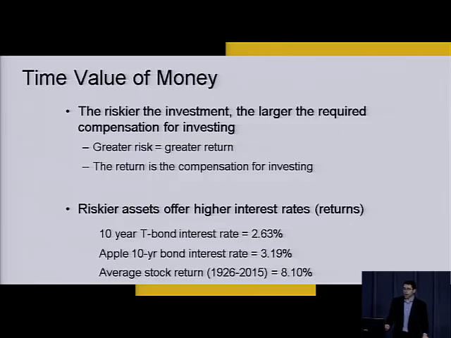The next asset we have is Apple's 10-year bond, and that yields an interest rate of 3.19%. Now, obviously, you can see that even though these two assets, the 10-year T-bond and the 10-year bond issued by Apple, have the same maturity, 10 years, the bond issued by Apple has a higher interest rate. It offers a higher return to investors. Why? Well, it's because Apple's bonds are not free from default risk. Apple as a company could, let's say, default on its debt obligations.